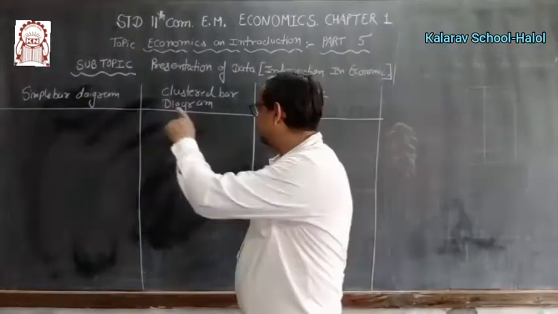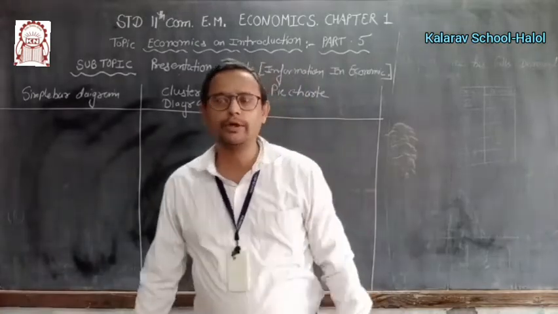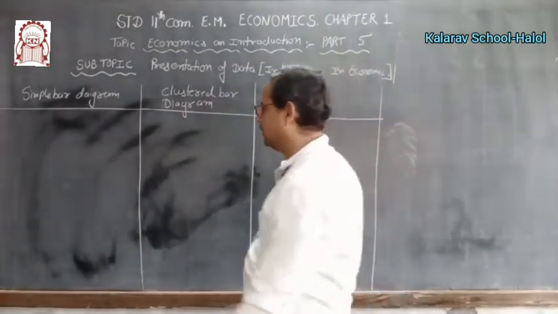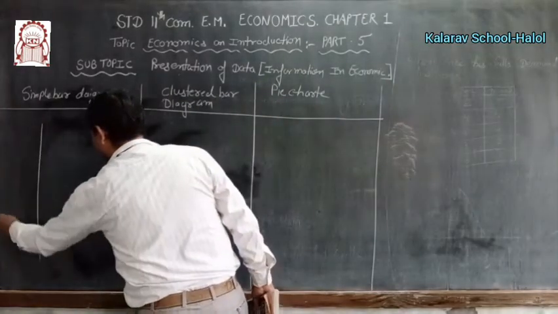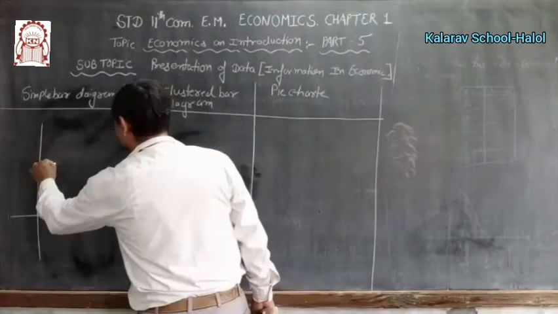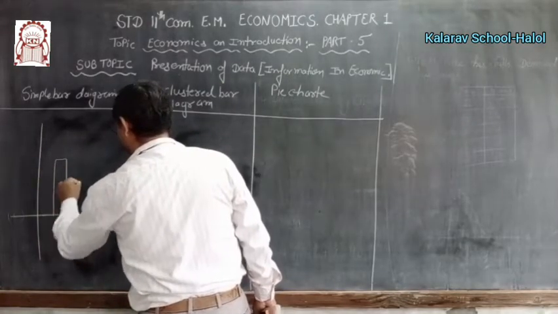So basically you are going to understand 3 types of graphs. First is the simple bar diagram. Okay, a diagram which can be expressed by the simple bar like this way.